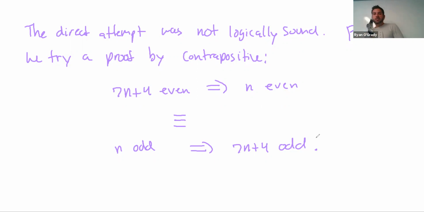And in this case, what's nice is that if we only assume something about n, we can usually use algebra to deduce something about an expression involving n. But the other way was more difficult. If we assume something about an expression in n, it was much more difficult to deduce something about n itself. So let's try it this way. Assume this is the case. So n odd, by definition, implies that n equals 2k plus 1 for some k.